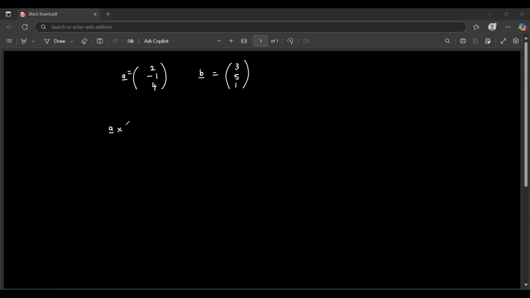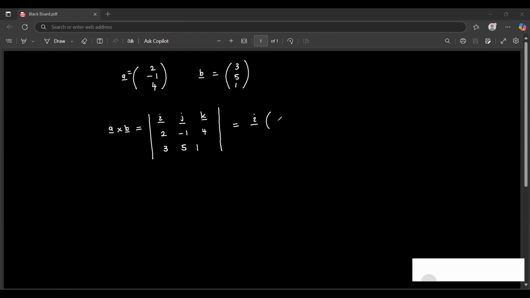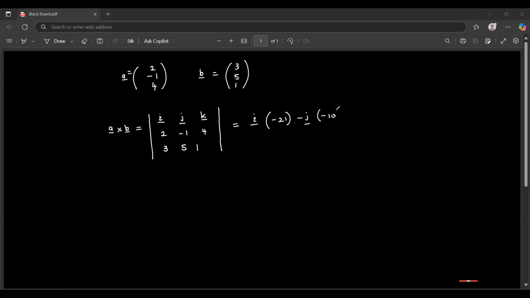So A cross B will be equal to the determinant with i, j, k, then 2, minus 1, 4, then 3, 5, and 1. So this will be equal to i into (minus 1 into 1 minus 4 into 5), which is minus 1 minus 20, so minus 21, minus j into (2 into 1 minus 12), so minus 10, plus k into (10 plus 3), which is 13. So the output will be minus 21i plus 10j plus 13k.